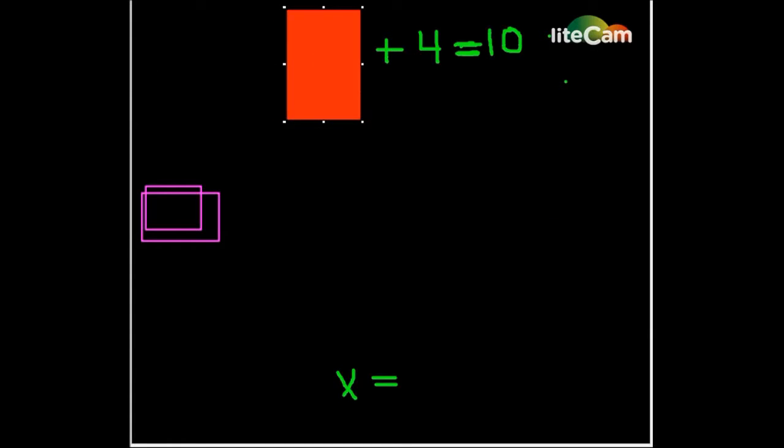Same thing, I'm going to cover up what's connected with the x. My goal is the same, to get x by itself. I'm going to subtract 4 from both sides. Plus 4 minus 4 cancel out. 10 take away 4 is 6.